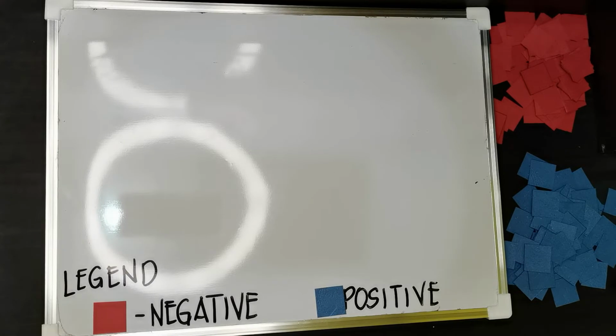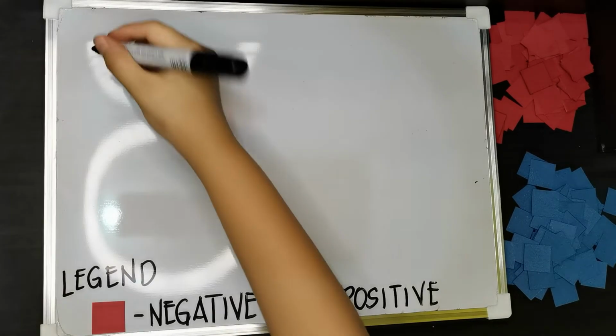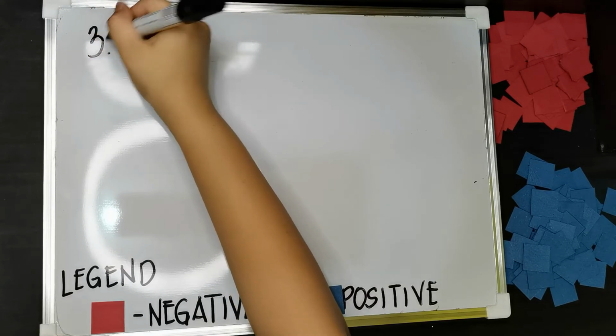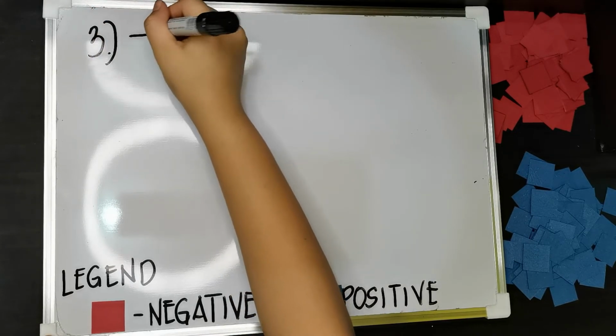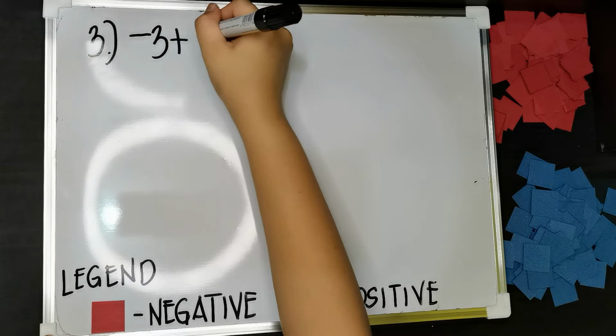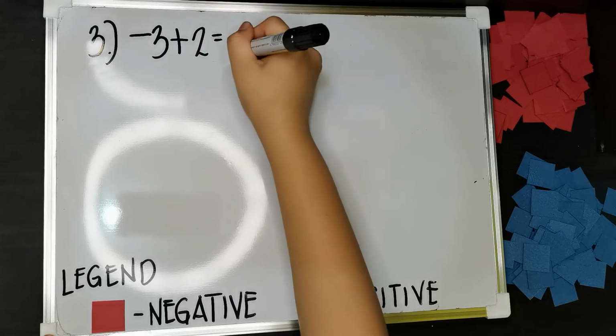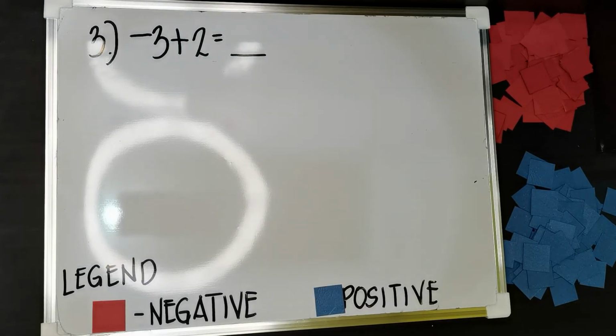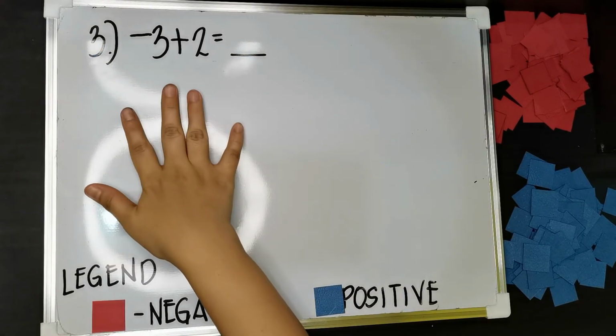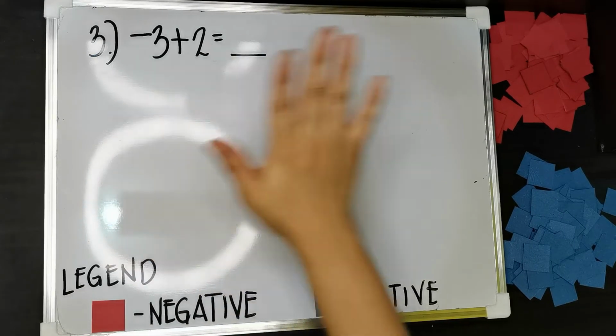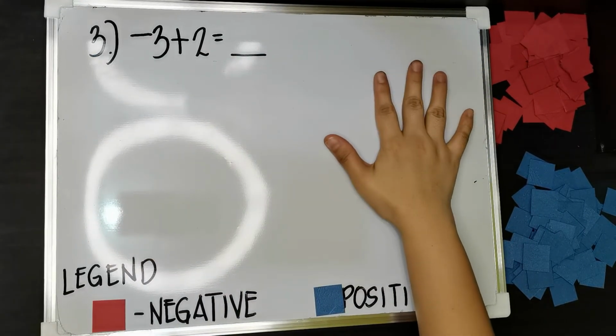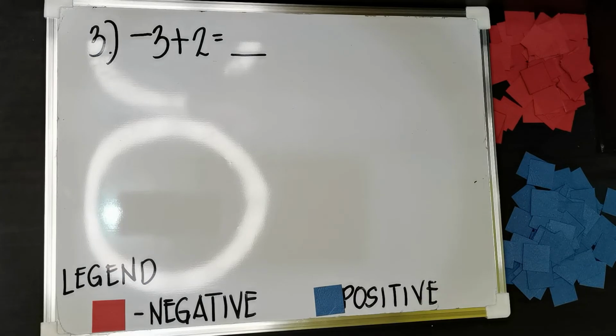Okay, let us have now example or the situation number 3. For situation number 3, I have negative 3 plus 2. So, what is the answer to this? Now, again, of course, since we're on sign tiles, I'm going to explain this first in sign tiles, and then after that will be the rule.